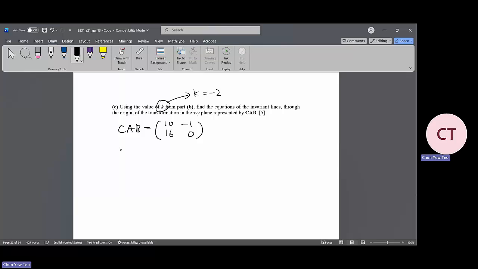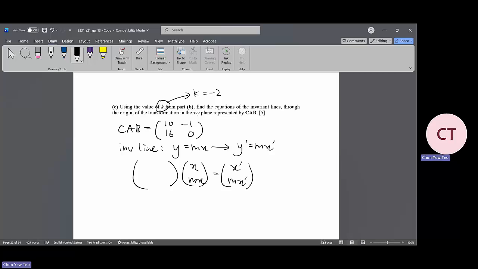So invariant line, your object line will become your image line. So it will be like this, x, mx, then you will get x prime, mx prime. And this matrix is a CAB. So you get 10 minus m. Then you get the 16x is equal to the mx prime. That is your equation 1. That is your equation 2.